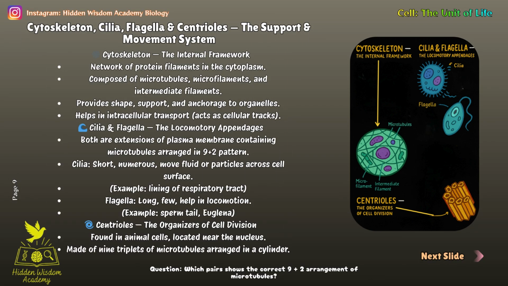The cytoskeleton, cilia, flagella, and centrioles help the cell keep its shape and move. The cytoskeleton is a network of protein filaments that supports the cell and helps organelles move inside it. Cilia and flagella help with movement. Cilia move materials on the cell surface, while flagella move the whole cell. Centrioles, present only in animal cells, help in cell division by organizing spindle fibers. Together, they give the cell shape, support, and motion.